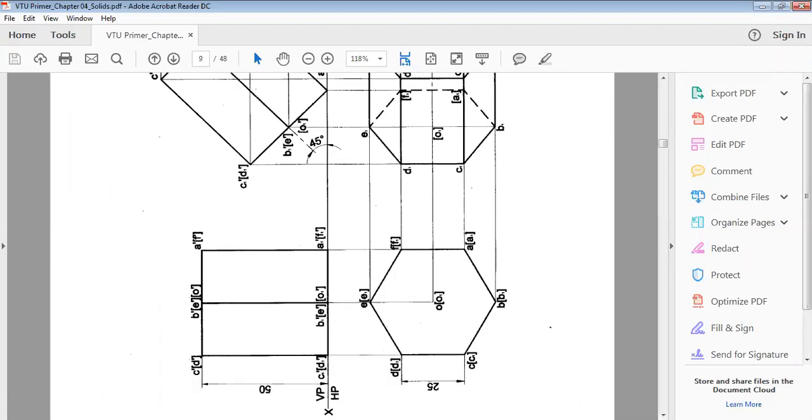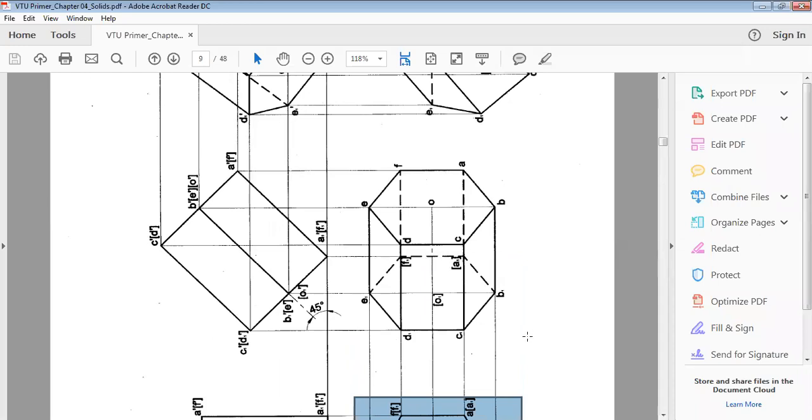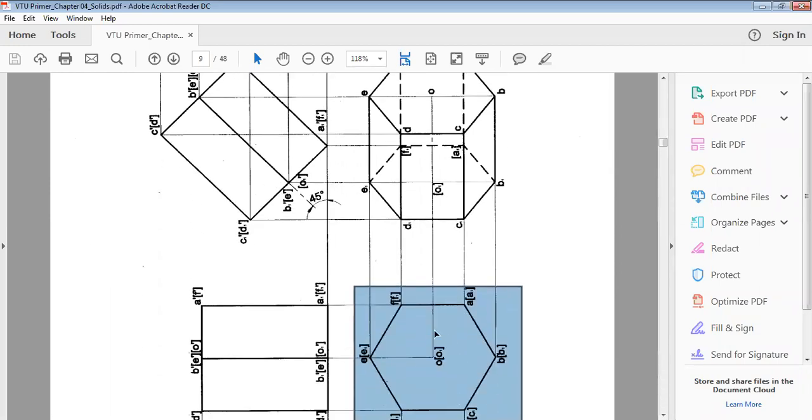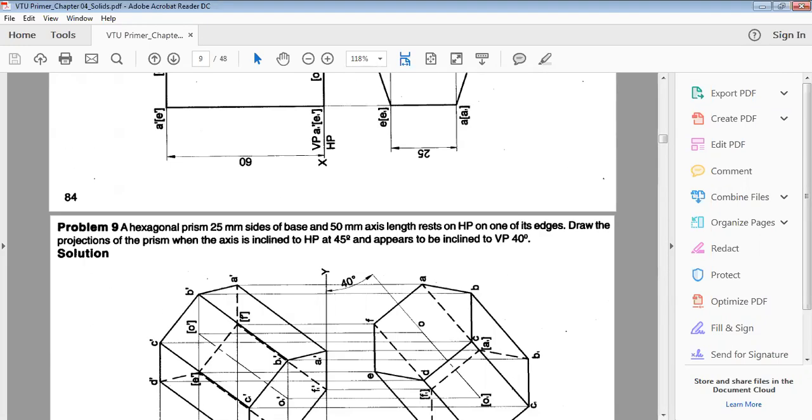So the initial position can be done in any way, either you can place it on a corner or an edge, whatever you do. But what is given in the problem, whether the axis is making an inclination, or the edge is making an inclination, or the corner is making an inclination, that really matters. So the first one you can see here. With that I think we'll start doing it, and we'll see how best we can do it very quickly.